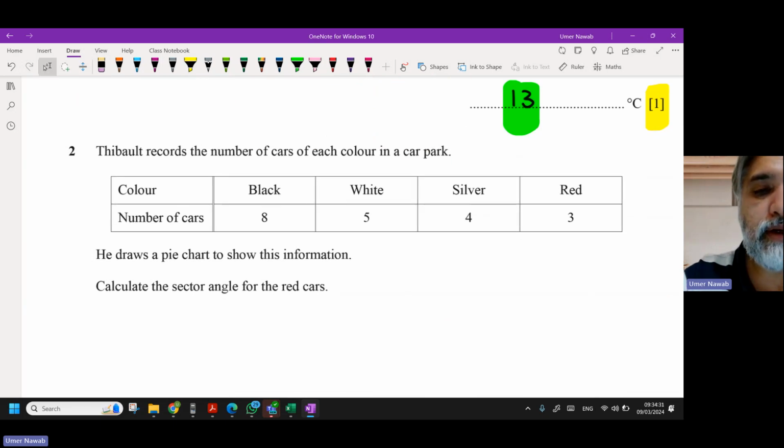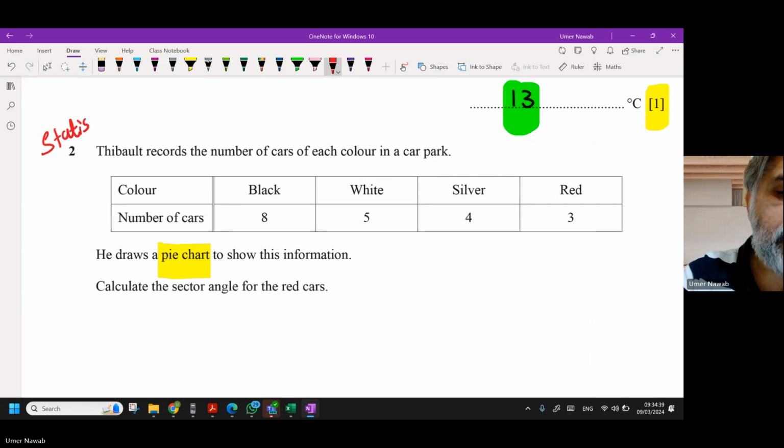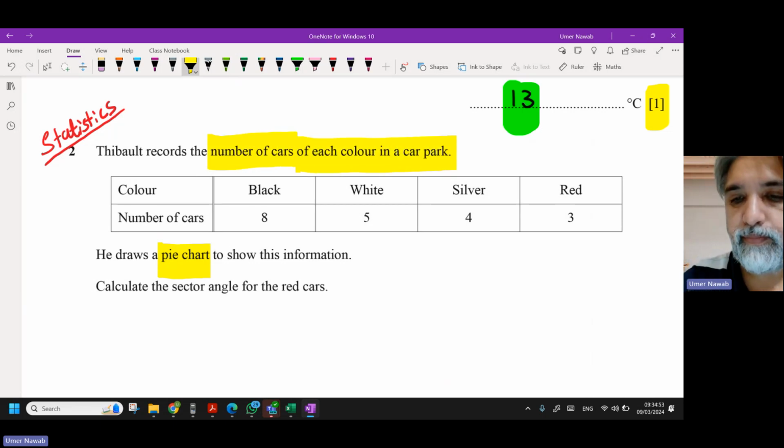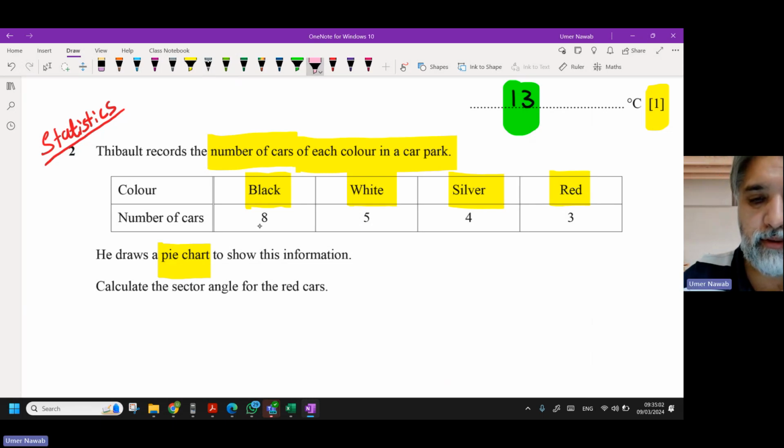Next question, I can see a pie chart. So it means the second question is coming from the statistics topic. Let me read what the table is all about. The table records the number of cars of each color in a car park. We have black, white, silver, and red. The number of black cars is 8, white cars 5, silver cars 4, and red cars 3.